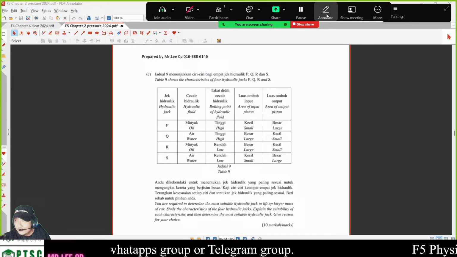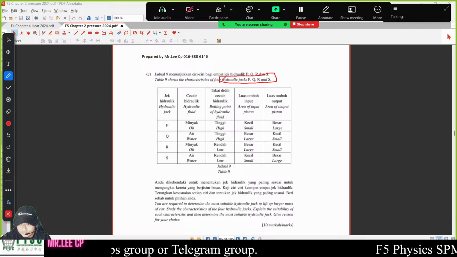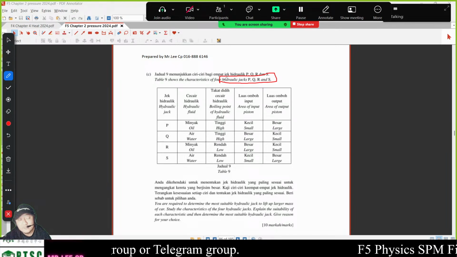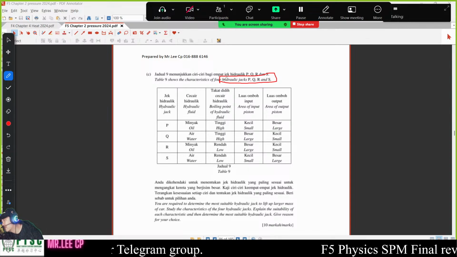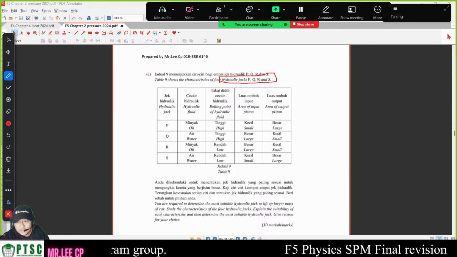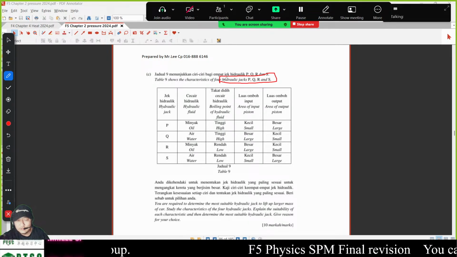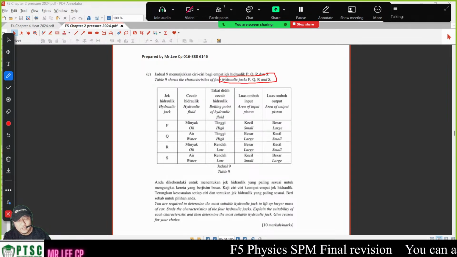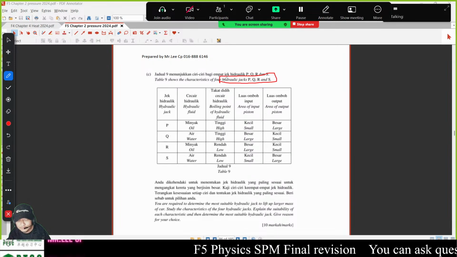Okay, we try to have a look into this kind of question. Hydraulic jack. Like that. We rest for a while, like 10 minutes, and you try to do this question. I'll show you the answer later. So you try. I don't want to mark for you. No need to pass it up to me. Just do it on your own. Spend your time to try to do.